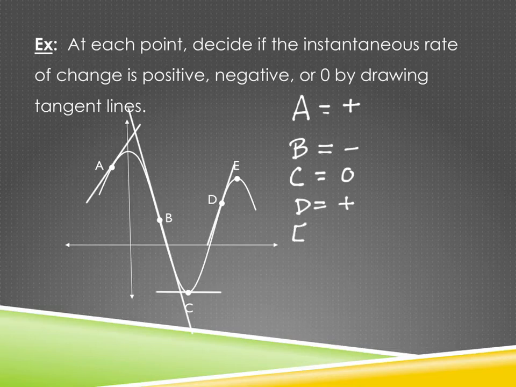What will your line look like at E? Horizontal. Horizontal again, it's a peak, right? Just like at C. So its slope is 0.